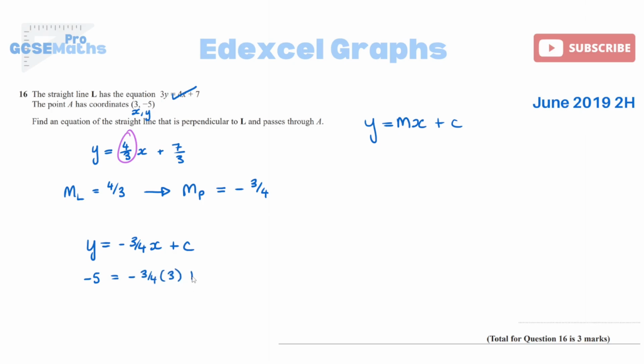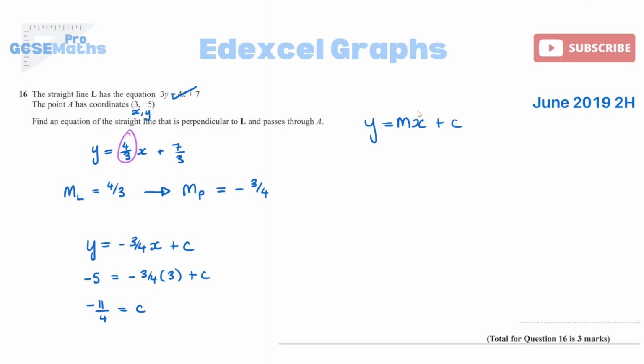Times 3. Do you see how now I'm just left with an equation with some numbers and then c? So just rearrange this and solve it for c. You can obviously use your calculator if you want to. When I rearrange it, I get c as negative 11/4. I've left it again as a fraction.